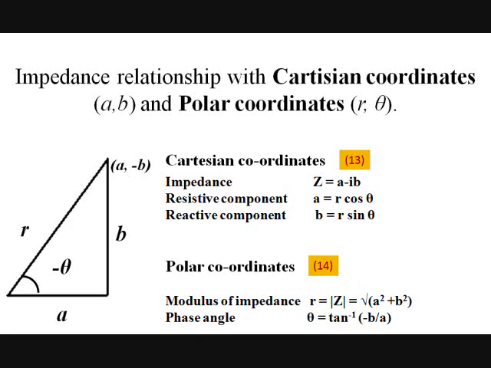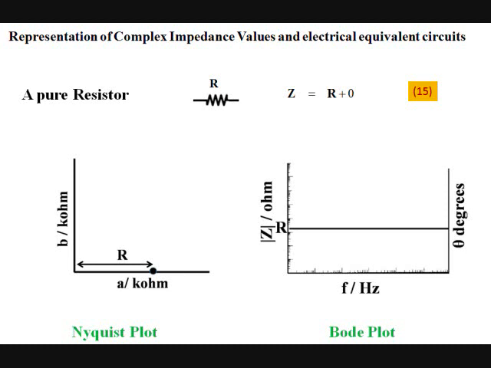For a pure resistor, the Nyquist complex plane plot displays the resistive A versus the reactive B components of impedance Z, and the Bode plot displays the logarithm of the modulus of impedance R and phase angle theta versus the logarithm of frequency f.